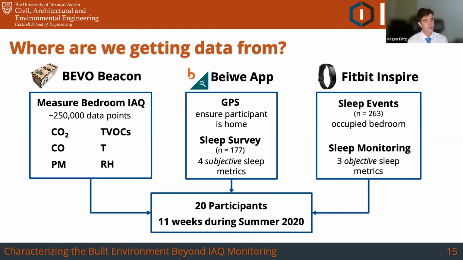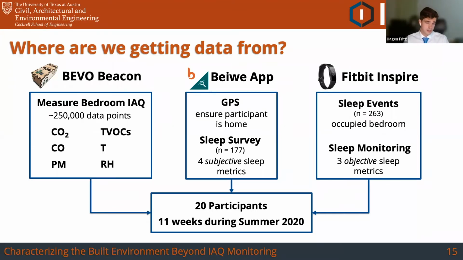If you'll notice, that number changed from 30 to 20, and that's because I have to have overlap between all 3 of these data sources. When I don't have overlap, I can't use that participant. So unfortunately, we lost 10 participants, whether the BEVO beacon was left unplugged, or they didn't allow location services on the BEVO app, or they just decided not to wear their Fitbit for whatever reason. So we lose a few participants there.